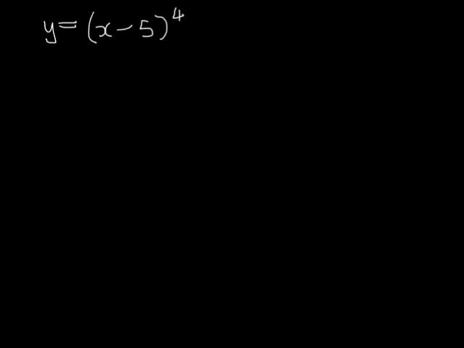We want to differentiate this function and also find out where the tangent is horizontal by solving the equation dy/dx, or let's just say y dash, equal to 0. So we have to use the chain rule to solve this. So let's just set u equal to x minus 5, which means u dash is just going to be 1.